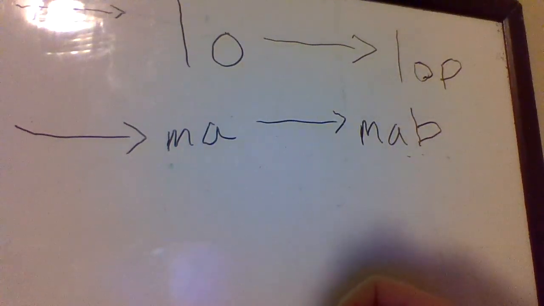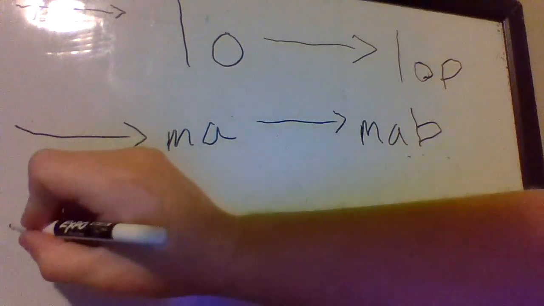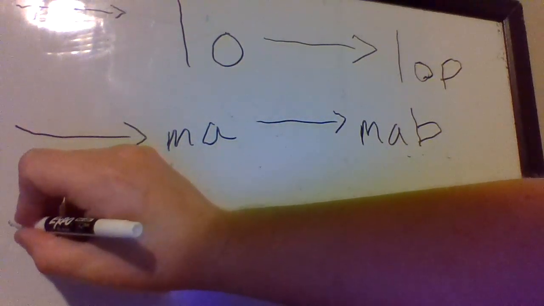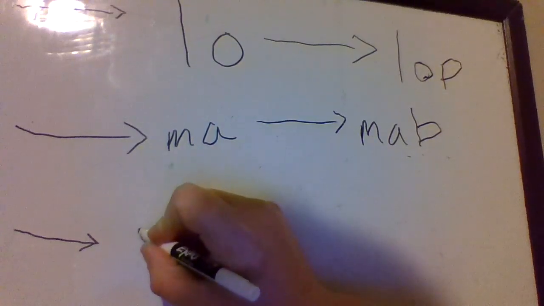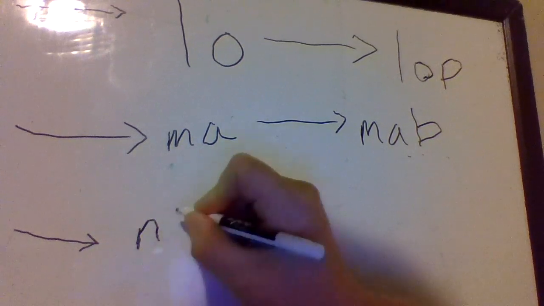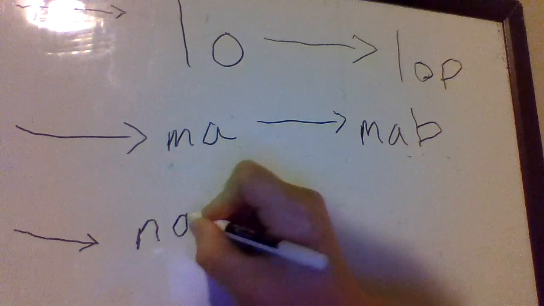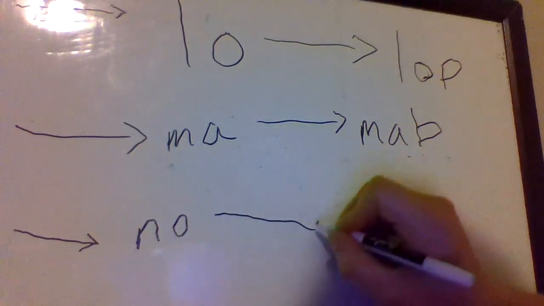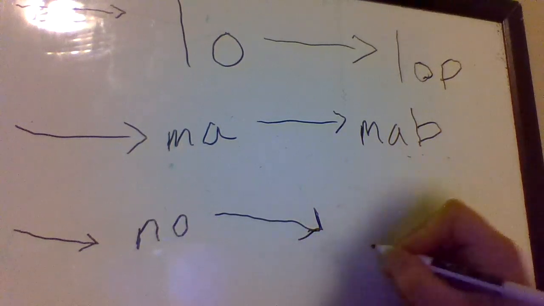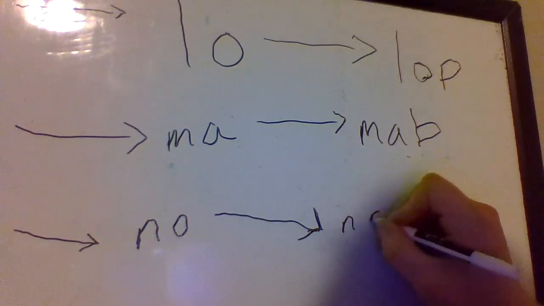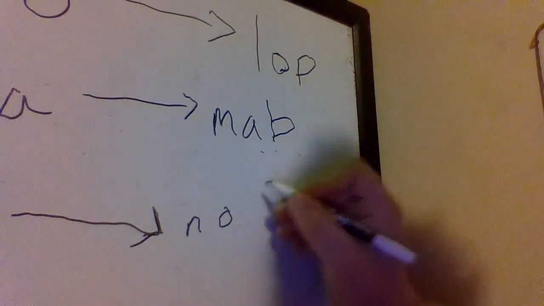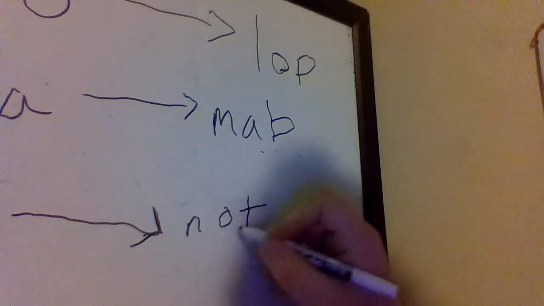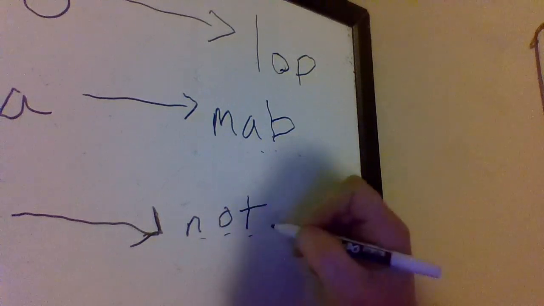Alright. So, next letter. The N makes the N sound. So now we're going to pair it with a vowel. Na, n-ah. And let's add a letter to make a word. N, ah, not.